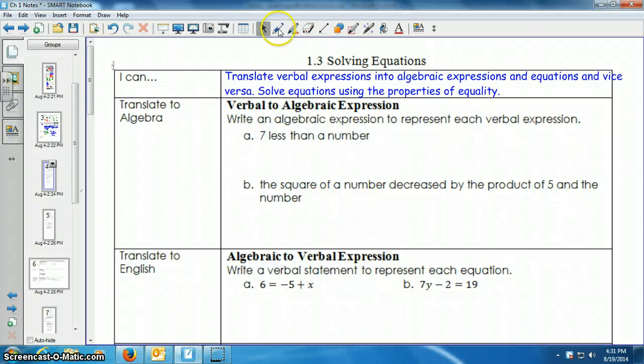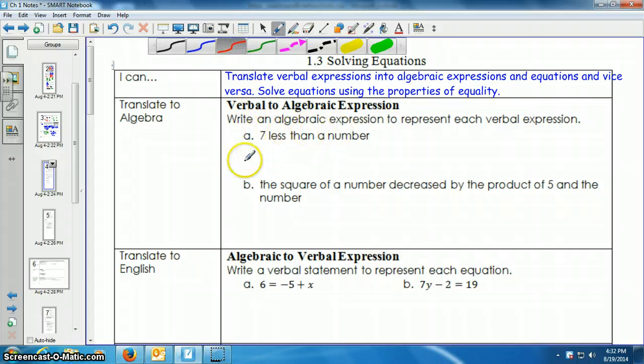Okay, lesson 1.3, solving equations. We're going to translate verbal expressions into algebraic expressions and equations, and vice versa, solving equations using the properties of equality. So this should be good review from Algebra 1 topics that you've had. So first is just verbal to algebraic. So they're going to give us a verbal description, we're going to write it.